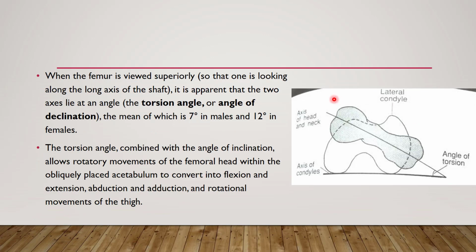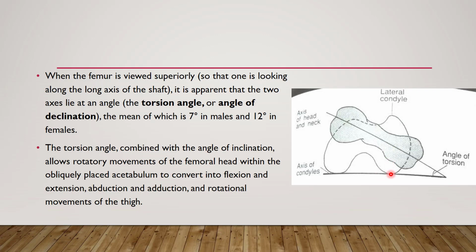When the femur is viewed superiorly, so that one is looking along the long axis of the shaft, it is apparent that two axes lie at an angle. Again, the two axes, one axis of the head and neck and one axis of the condyles of the femur. It is making another angle which is called as the torsion angle or the angle of declination, the mean of which is 7 degrees in male and 12 degrees in females.